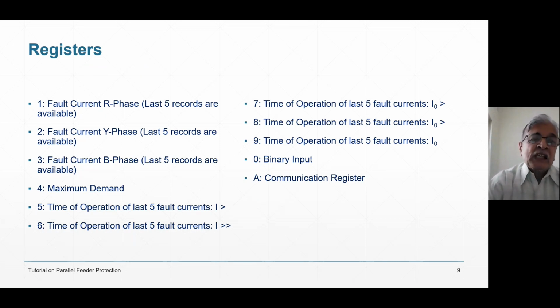Certain registers. Register number 1 is fault current in R phase. Last 5 records available. What was the fault current in R phase when fault occurred? You see, fault current nobody can know. Emitter cannot tell you what is the fault current, because fault comes and goes within 0.1 second. Who will say? No emitter can tell you.